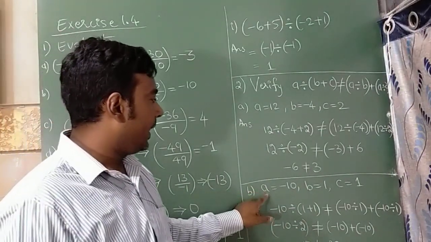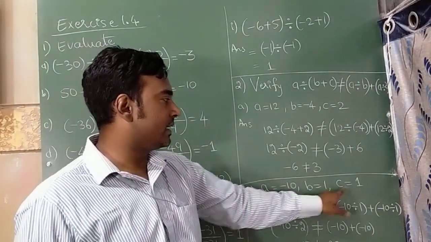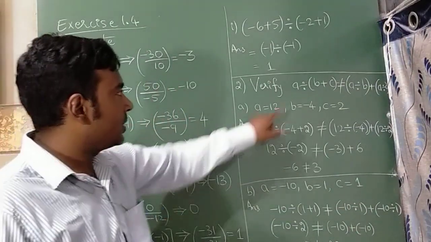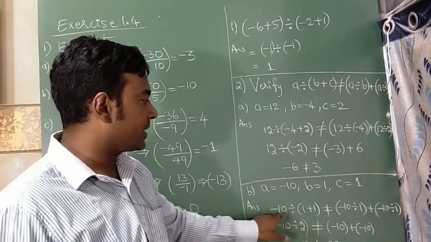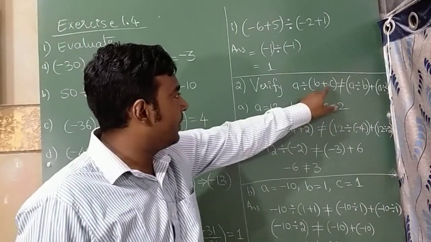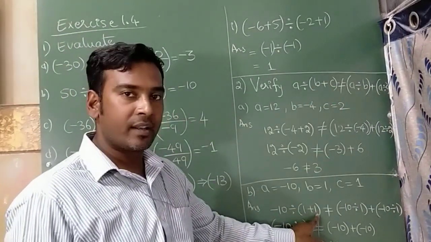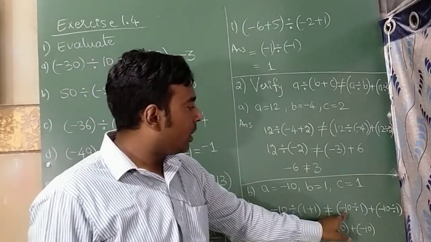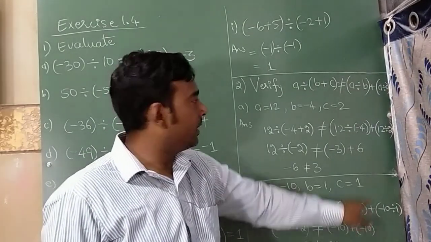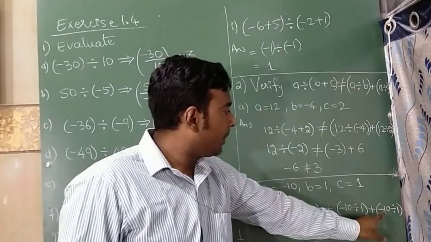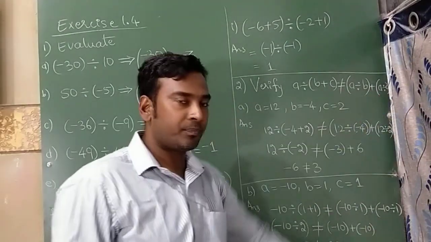Now second question. A is equal to minus 10, B is equal to 1, C is equal to 1. So substituting in this, A value is minus 10 divided by, B value and C value is 1 plus 1. Okay, not equal to minus 10 divided by 1 from here, and minus 10 divided by 1 from here.